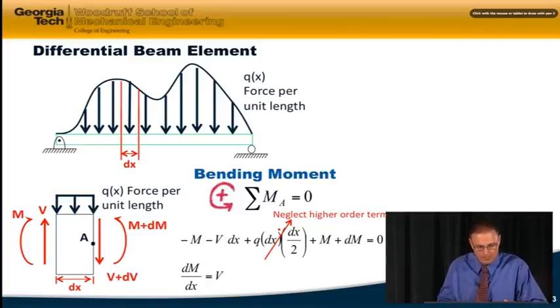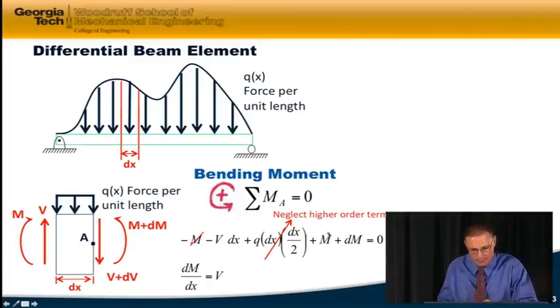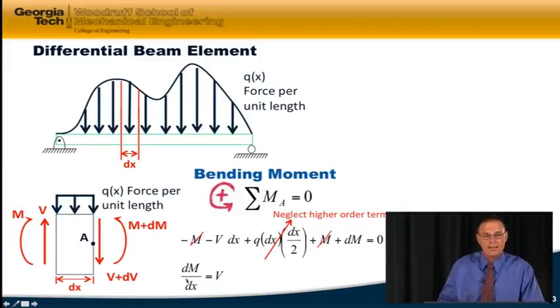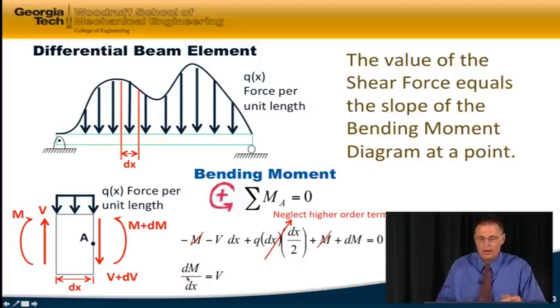And so by doing that, I can then cancel M, and I come up with a relationship that the value of the shear at any point is equal to the change of moment in the x direction. So in words, the value of the shear force equals the slope, or the rate of change, of the bending moment diagram at any point.